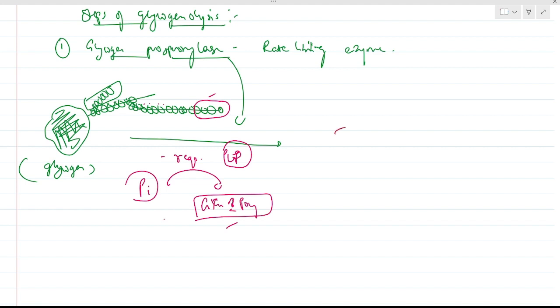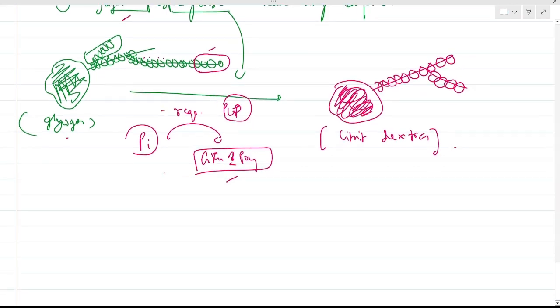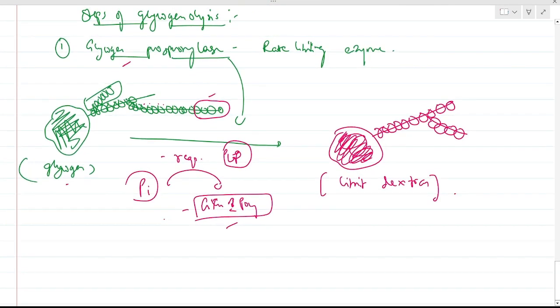And in the product, what is found? Limit dextrin. Limit dextrin is formed by the action of glycogen phosphorylase on the glycogen polymer. In the byproduct, glucose 1 phosphate is formed. This is the first step. Glycogen phosphorylase is the rate limiting enzyme in glycogenolysis, and there the rate limiting enzyme was glycogen synthase.